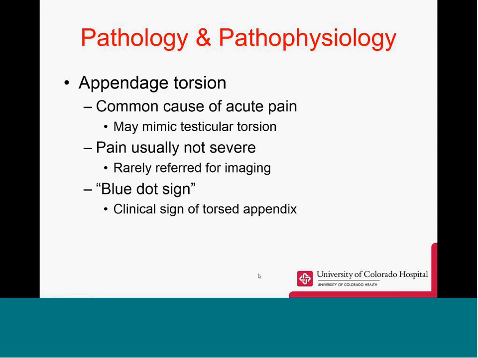You can also have torsion of the appendixes. This is a common cause of acute scrotal pain and may mimic testicular torsion. However, the pain resolves quickly. This pain is usually not severe, and they're rarely referred for ultrasound imaging. Pediatric patients with torsed appendix have what's called a blue dot sign, which is a clinical sign.